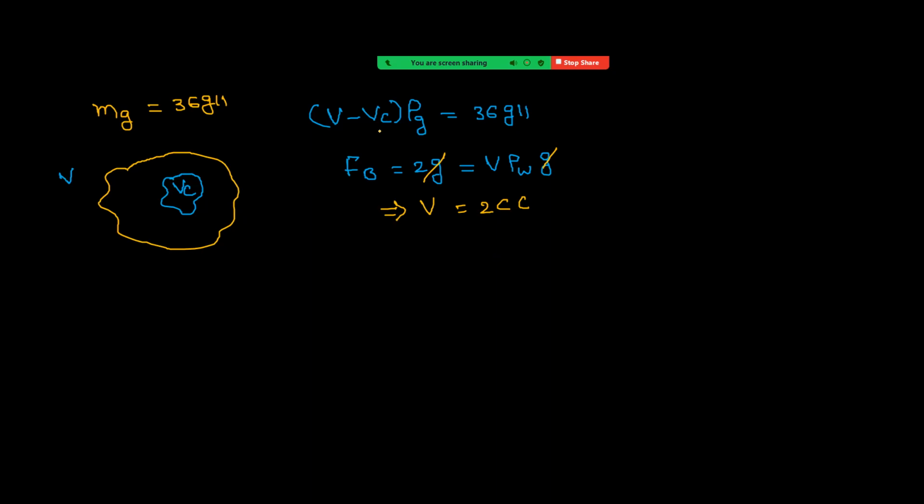So we got the total volume. Now take this result in this one. This is 2. That is, 2 minus Vc is equal to 36 upon the density of gold. Density of gold is 19.3 gram per cc. And see how much we are going to get. I think this calculation comes out to be approximately 1.86. That means the volume of cavities left is equal to 2 minus 1.86, and that will be equal to 0.146.